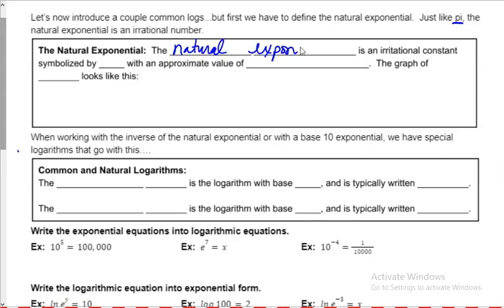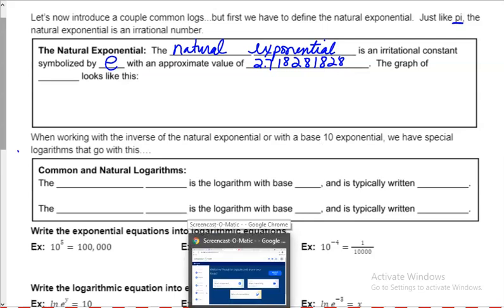So the natural exponential is an irrational constant symbolized by the letter e with an approximate value of 2.71828. Okay? Now, if we keep going on and on and on, it almost looks like it does repeat, but it actually will not if we continue out.